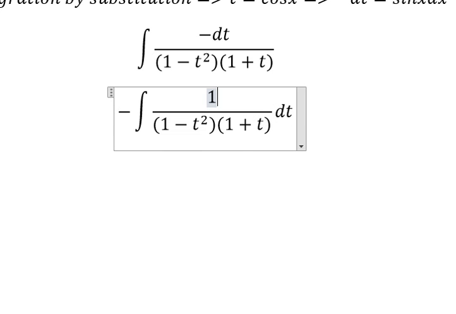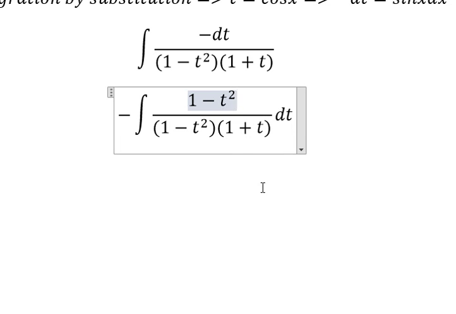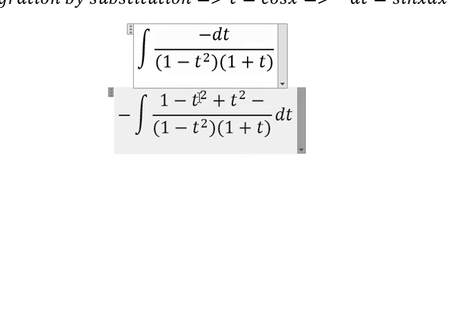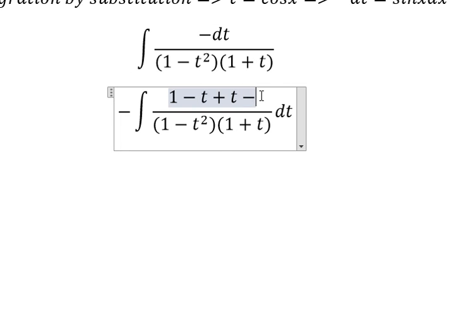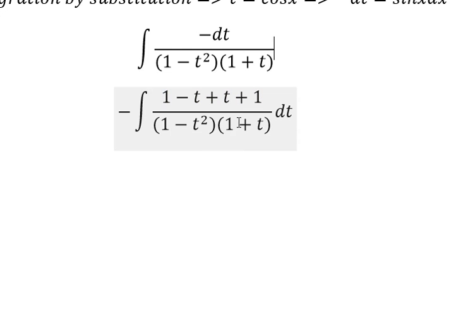So we have 1 minus t squared. So we put about t squared and we have the negative. Or we change to t only. So we have 1 and 1, so we put 1 over 2 in here.